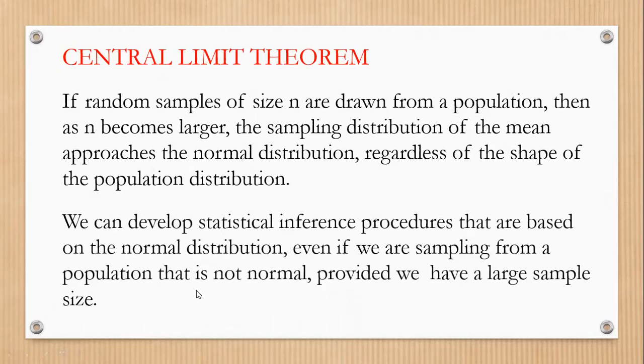Okay? So this CLT can develop statistical inference procedures that are based on the normal distribution, even if we are sampling from a population that is not normal, provided that we have a large sample size. So we all know that a sample comes from the population. So even if the population is not normal, by getting an ample amount of sample, it can make the distribution normal.